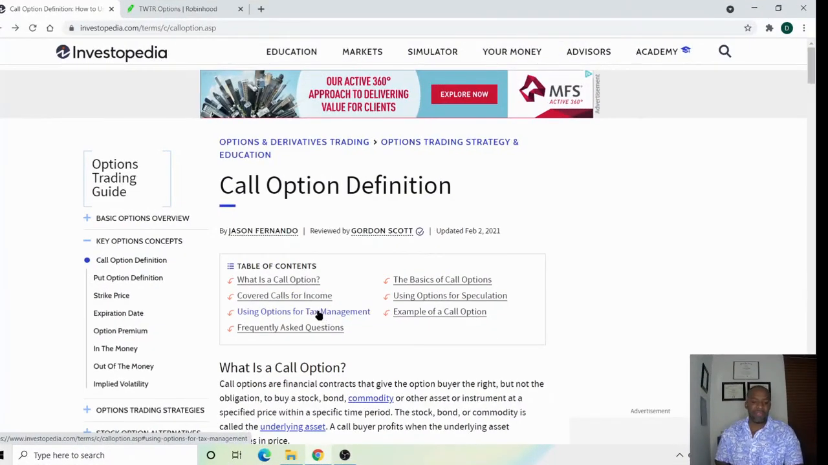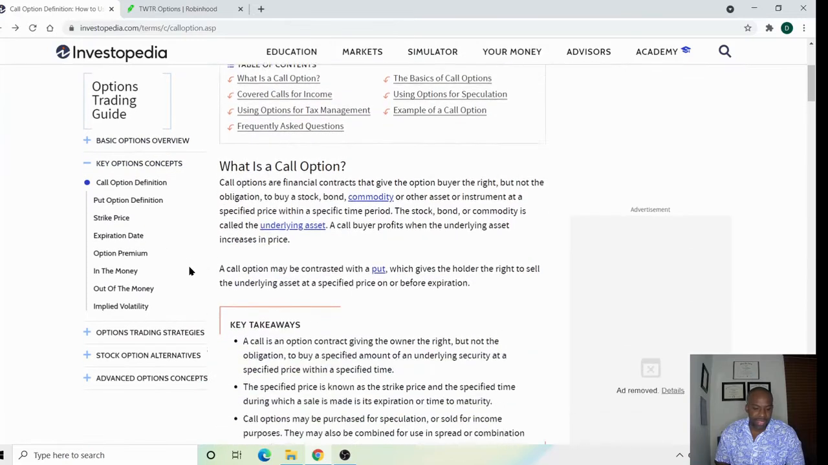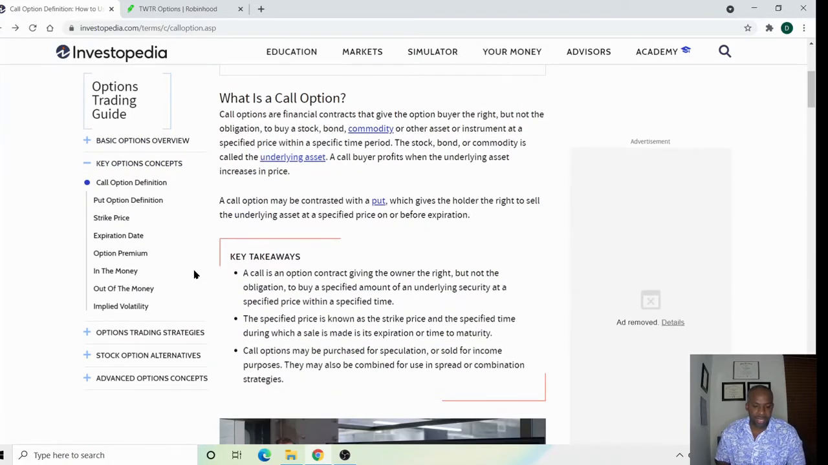Okay, here we are, family. Good old Investopedia. I talk about it often because it's a great tool to learn more about investing, especially investing in the stock market. So here we are, call option. For the sake of brevity, let's go straight to the key takeaways.